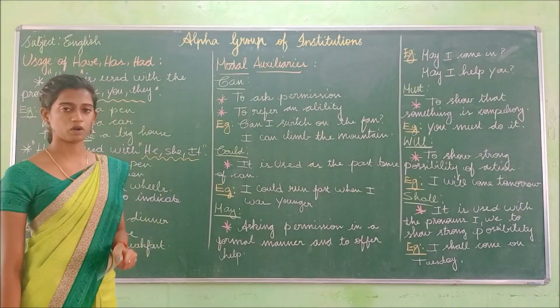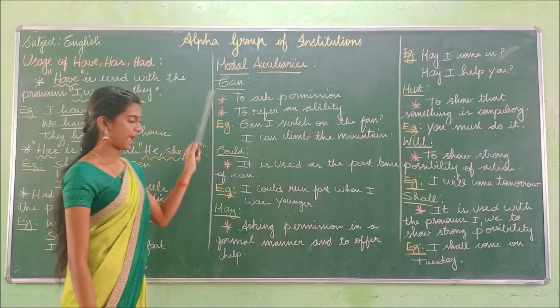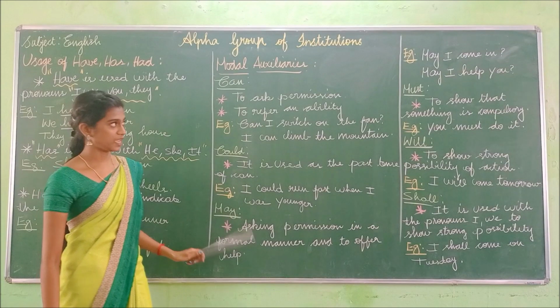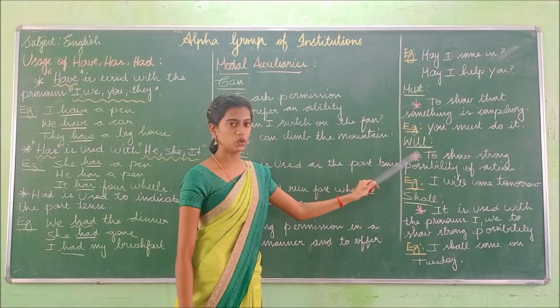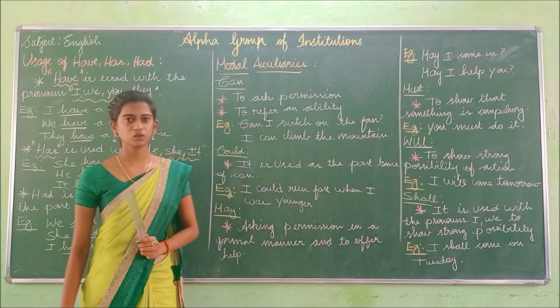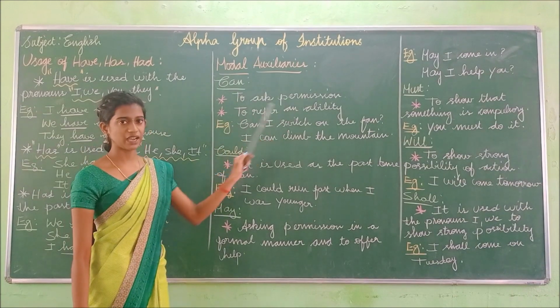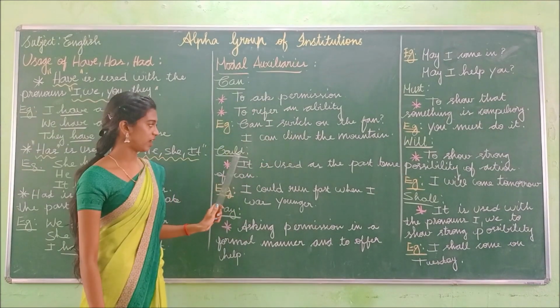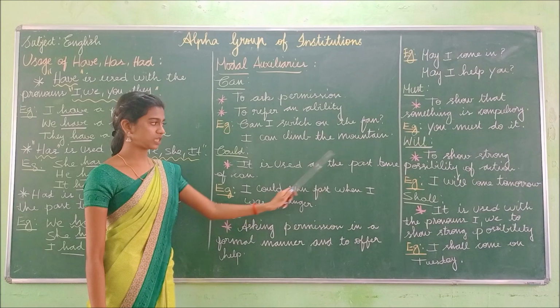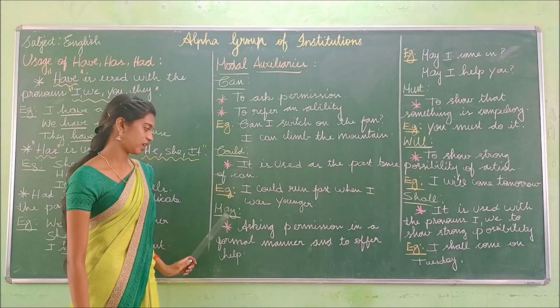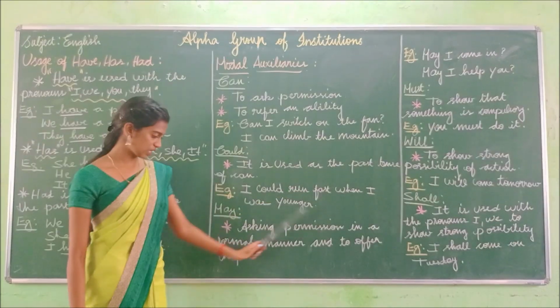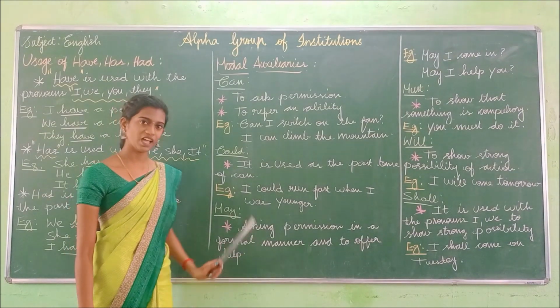So how many modal auxiliaries have we seen in this class? Can, could, may, must, will, shall. Okay, where do you use can? To ask permission, to refer to an ability. So where do you use could? It is used as the past tense of can. And where do you use may? Asking permission in a formal manner and to offer help.